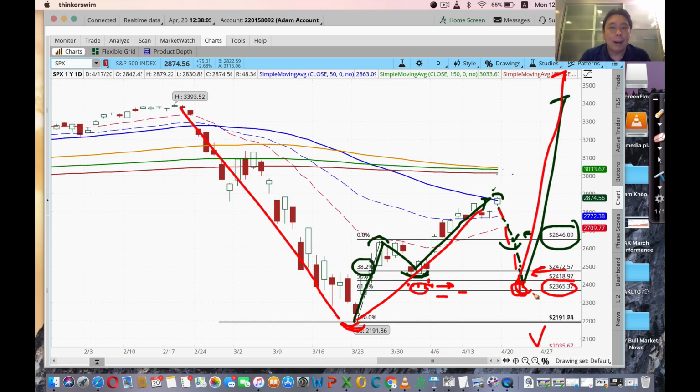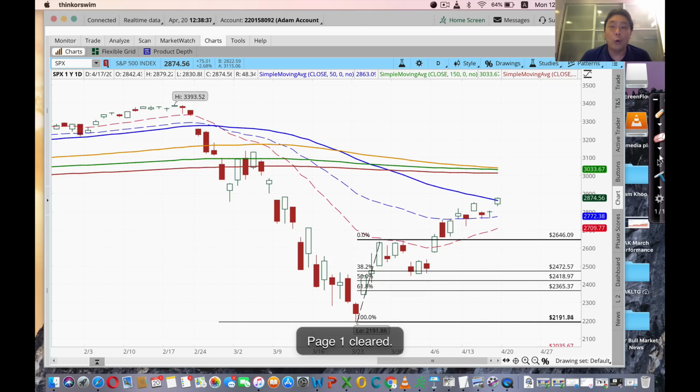But for now, my guess, we're going to find support anywhere from 2365 to 2472. We're going to add more shares, have the chance to buy more for the next leg up. And my guess is by September or October this year, we should be at new highs in the market, or at a minimum at about 3,200 points. Okay, so let me show you some of the historical facts for you to make your own decisions.